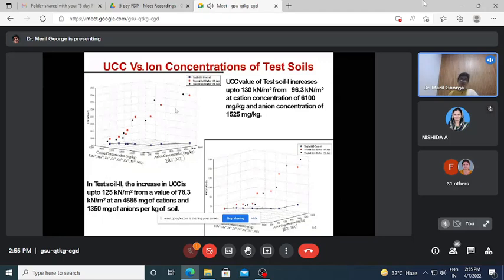And the cation concentration of some 6,100 milligram per kilogram and the anion concentration of 1,525 milligram per kilogram, for test soil 1 the UCC value increases up to 130 kilonewton per meter square from a lower value of 96.3 kilonewton per meter square. And a similar trend is observed for test soil 2 also.